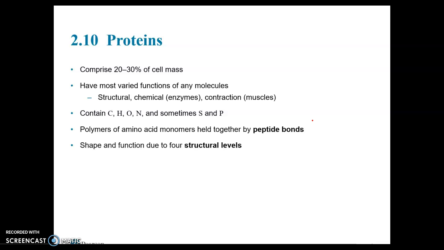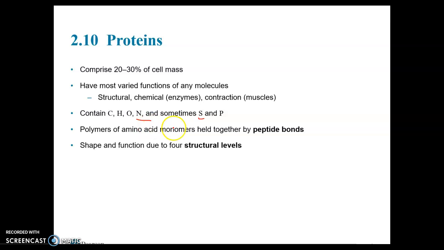Now we're on the section called proteins. So we've covered carbohydrates, we've covered lipids. Carbohydrates and lipids had the same 3 elements in them, carbon, hydrogen, and oxygen. Now we're going to add nitrogen. So proteins contain carbon, hydrogen, oxygen, nitrogen, and then sometimes sulfur and phosphorus. So sulfur, especially phosphorus, you tend to find more in DNA, not proteins. Proteins comprise 20 to 30% of cell mass.